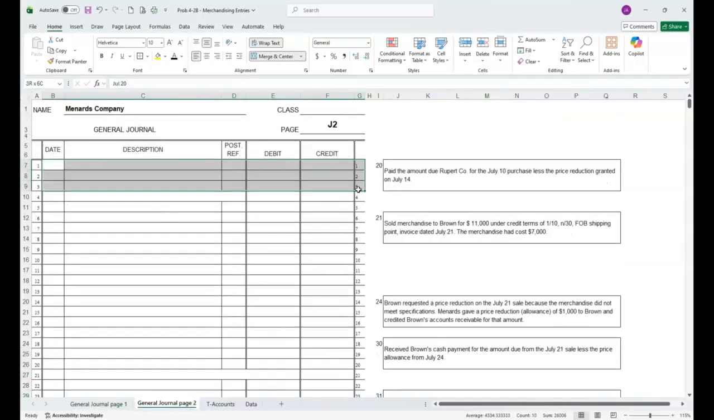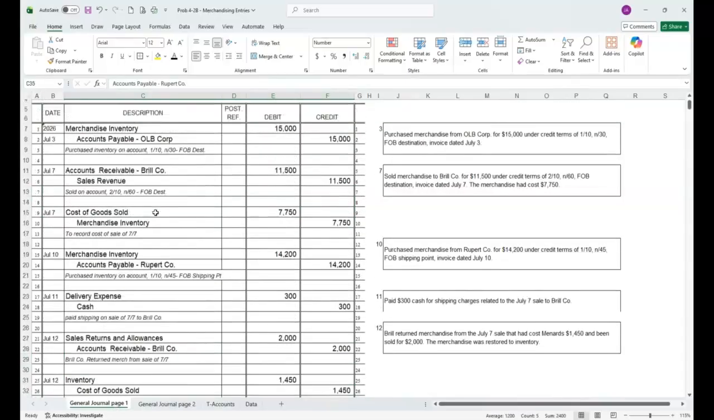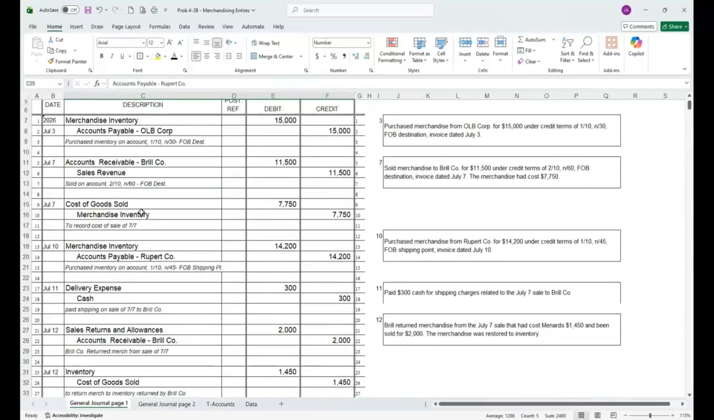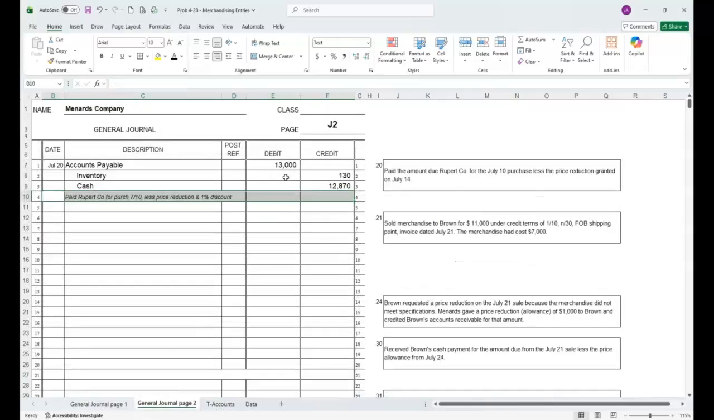So the entry looks like this. You can come up with the discount the same way. $13,000 we owe them. 1% discount, 1/10, n/45. So 1% of 13,000 is $130. That meaning that we have to pay cash out of $12,870.